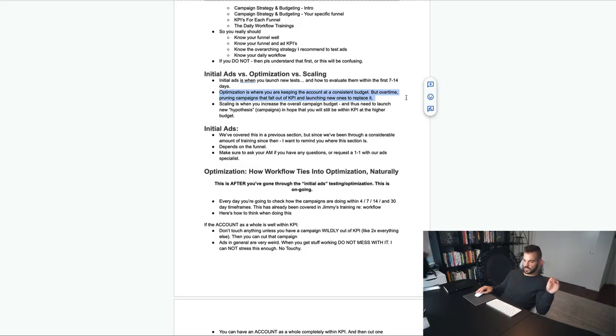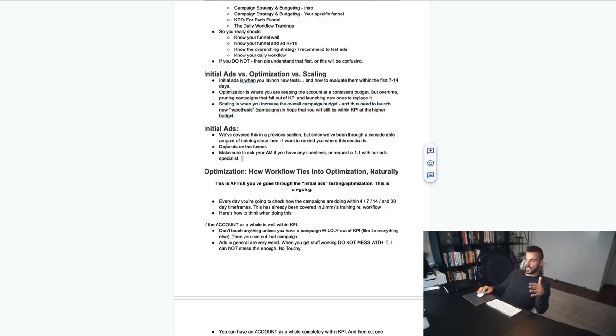Optimization is just pruning stuff that eventually falls way out of KPI and launching new stuff, right? So it's just really keeping the budget consistent, but just kind of optimizing the bottom 20% because most of it's in KPI. Then scaling is when, okay, you had a budget that was consistent. Now you're projecting a bigger budget and you need some way, a strategy essentially, to fill that budget while remaining as in KPI as much as you can, right? That's scaling.